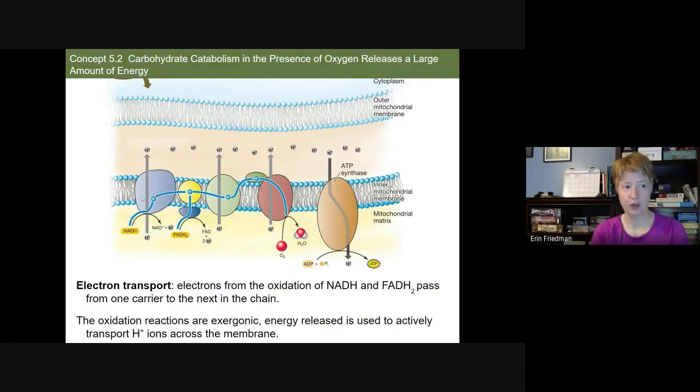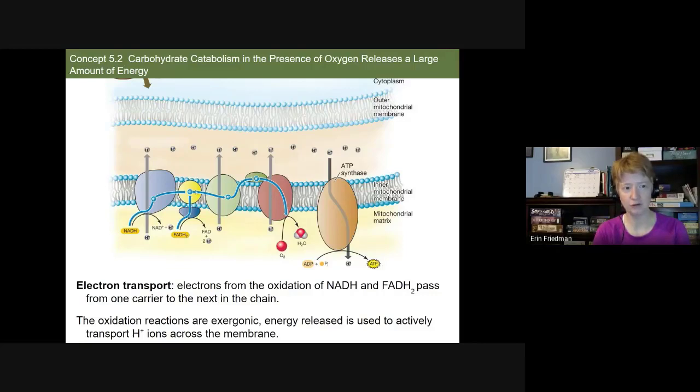Okay, so your book names all of these molecules. You don't have to know the names. What I want you to do is pay attention to the pattern. All right, so we've got three major proton pumps, and they're fixed in place. They're these big, massive protein complexes. In between them, we have what are called mobile electron carriers, and these are like little electron shuttles.